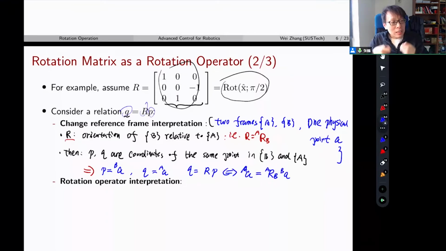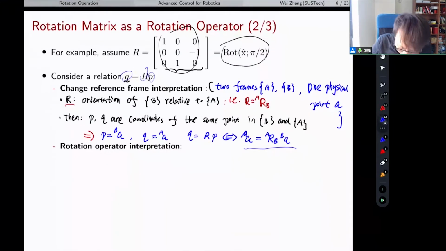The relation can be interpreted differently. The same relation here is 2 frames and 1 point, and the coordinates of this point in different frames are related by this relation. That's what change of coordinate means, okay? It will be completely different for a rotation operator interpretation. The rotation operator interpretation is the following.